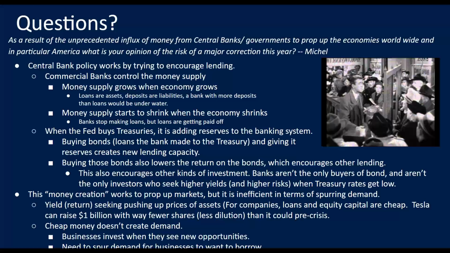And so yes, the yield return pushes up the price of other assets, right? So not only are loans super cheap right now, but equity capital is also super cheap. Tesla can raise $1 billion for way fewer shares than it could have pre-crisis. And what that means is every Tesla shareholder gets diluted less for that $1 billion than they did before. Okay, so equity and debt capital are super cheap right now. And yeah, the cheap money doesn't create demand. You need to spur some demand for businesses to want to borrow.